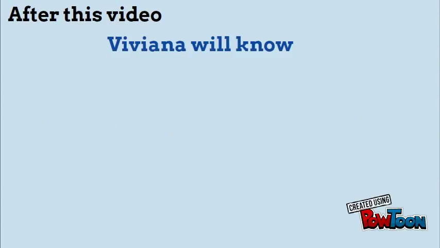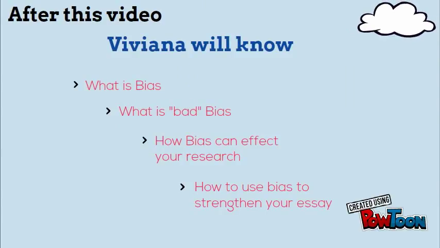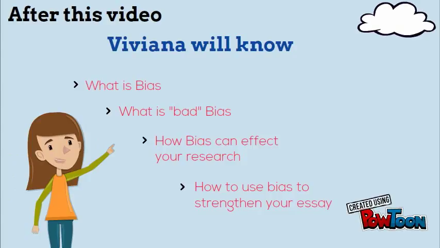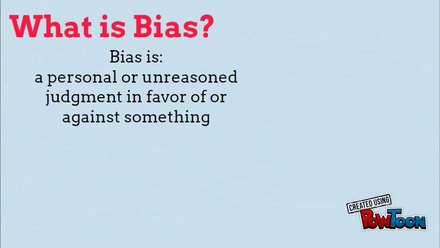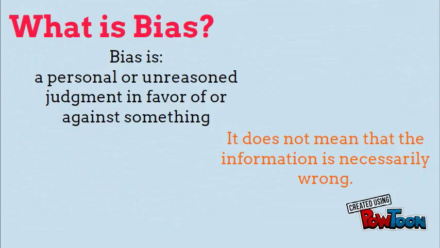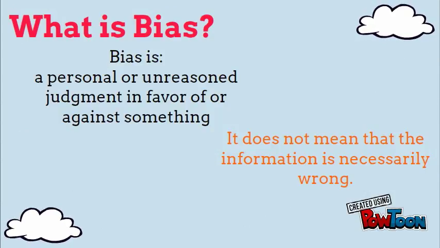After this video, Viviana will know what is bias, what is bad bias, how bias can affect your research, and how to use bias to strengthen your essay. What is bias? Bias is a personal or unreasoned judgment in favor of or against something. It's important to know that if the source is biased, it does not necessarily mean that the information is wrong.